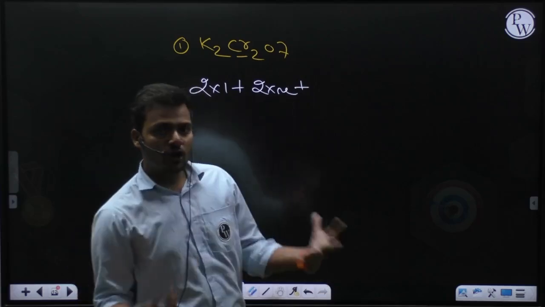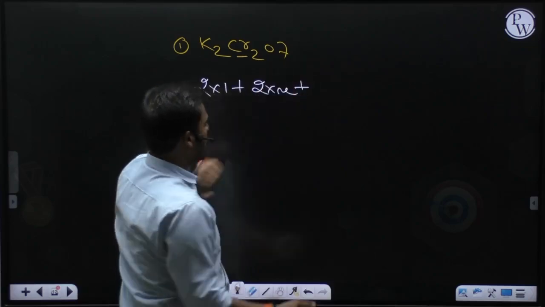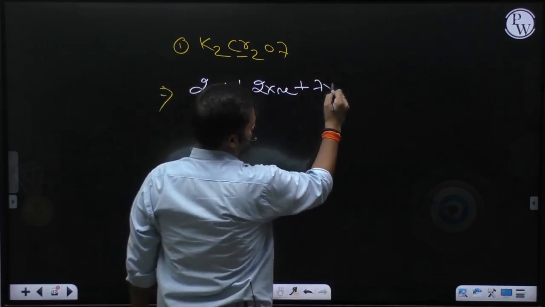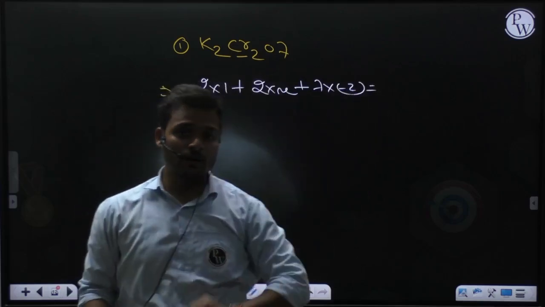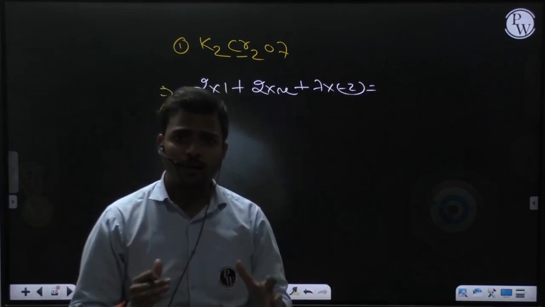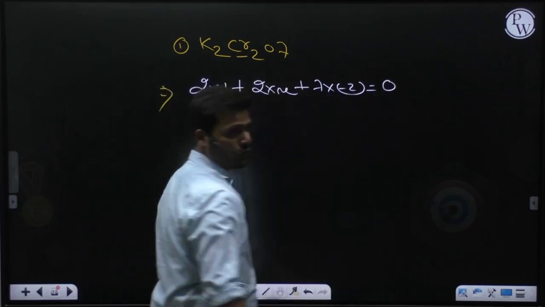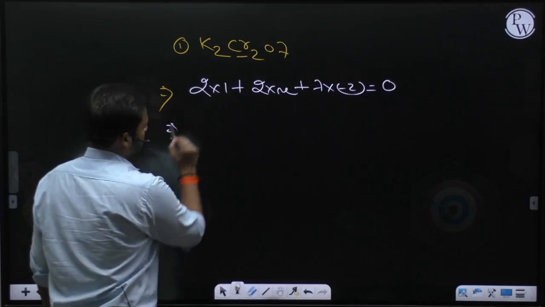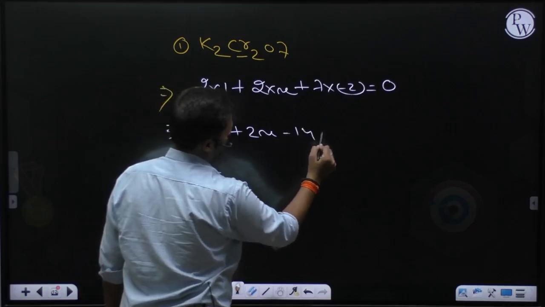Now, what is the oxidation number of oxygen? Usually it is taken as -2. How many oxygen are there? 7 oxygen, so 7 into -2, right? I have also said the rule that the sum of oxidation numbers of all the elements in a compound is taken as 0. So what will it equate with? 0, right?